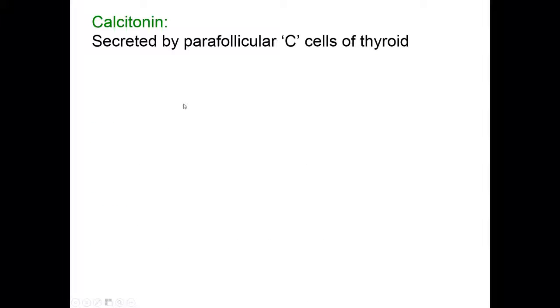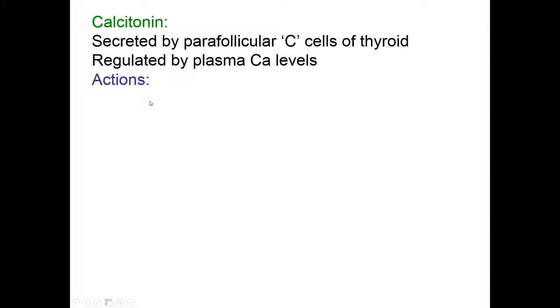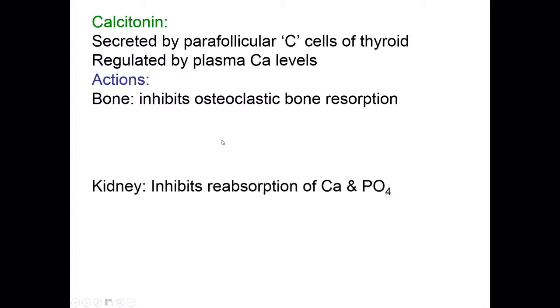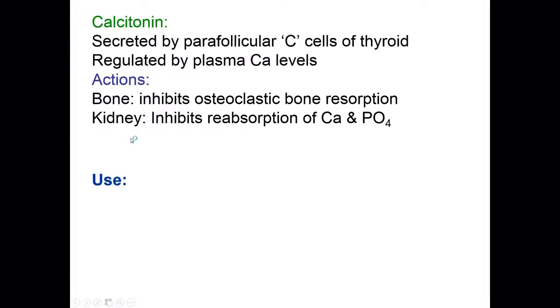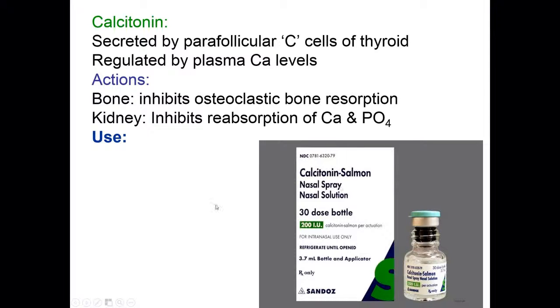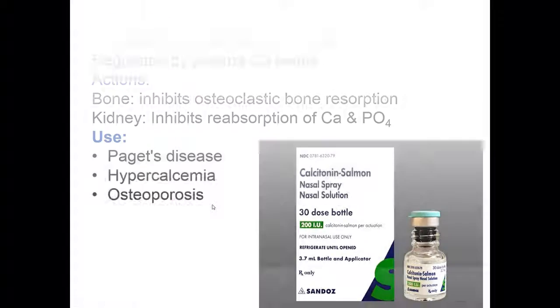Then calcitonin, the next hormone. This is a hypocalcemic hormone. Acting in bone, it inhibits osteoclastic bone resorption. Acting in the kidney, it inhibits reabsorption of both calcium and phosphate. As for uses of calcitonin, we don't use human calcitonin, we use salmon calcitonin, used in the treatment of Paget's disease, hypercalcemia, and osteoporosis.